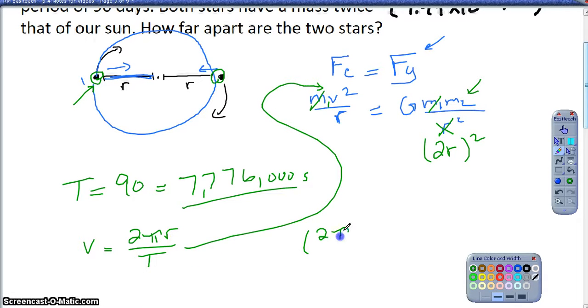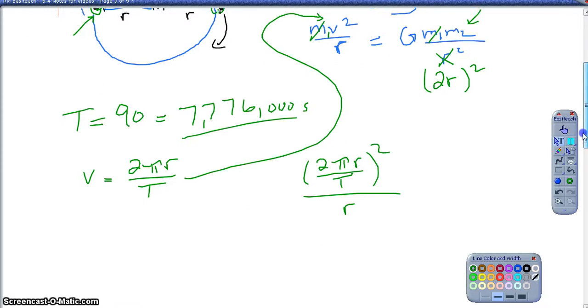So I've got 2 pi r over T, that whole thing squared, and then over r, equal to, on the other side of my equation, I haven't really done anything yet, right? So G m2 over, I'm going to go ahead and make the denominator 4r squared, right? So I went ahead and squared out the 2r quantity there.